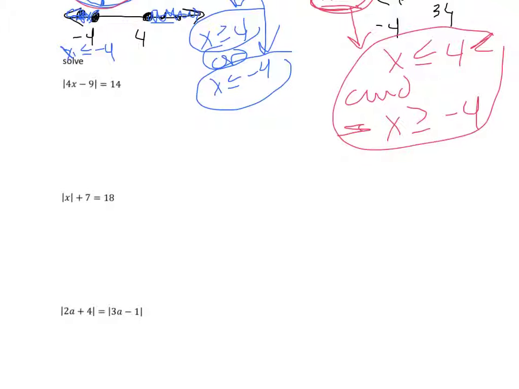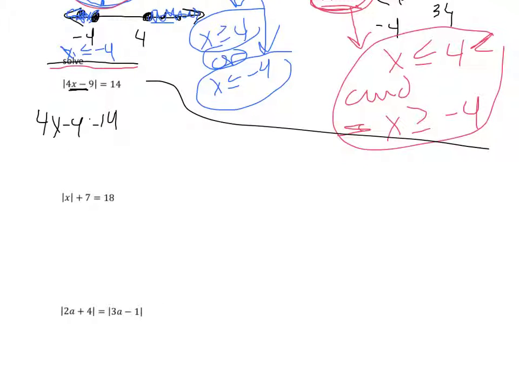So on this first one right here, we have the absolute value of 4x minus 9 equals 14. So this is going to be true if this thing in here equals 14. That is 4x minus 9 equals 14. Or it's going to be true if the inside equals negative 14, because the absolute value gives us positive. So we also have to solve 4x minus 9 equals negative 14. So two different cases, the positive case and the negative case.